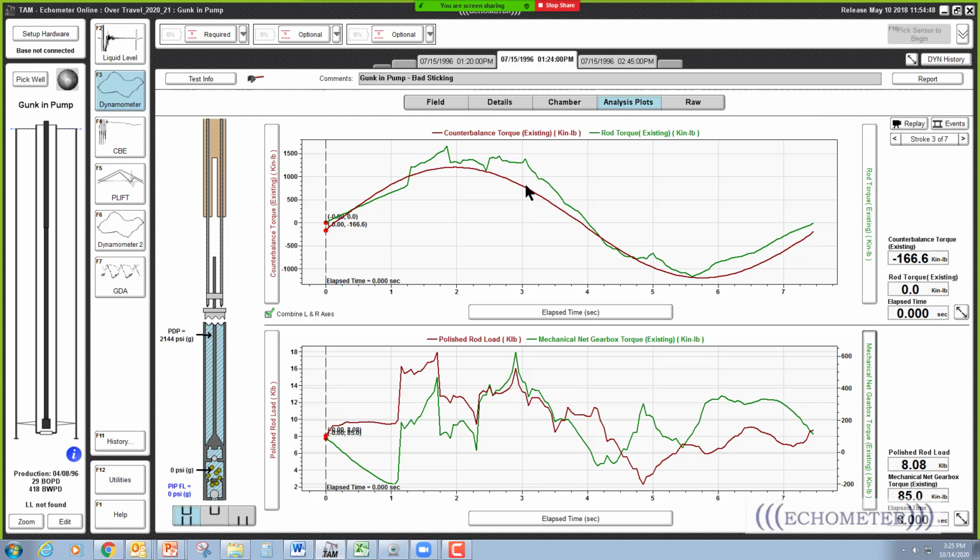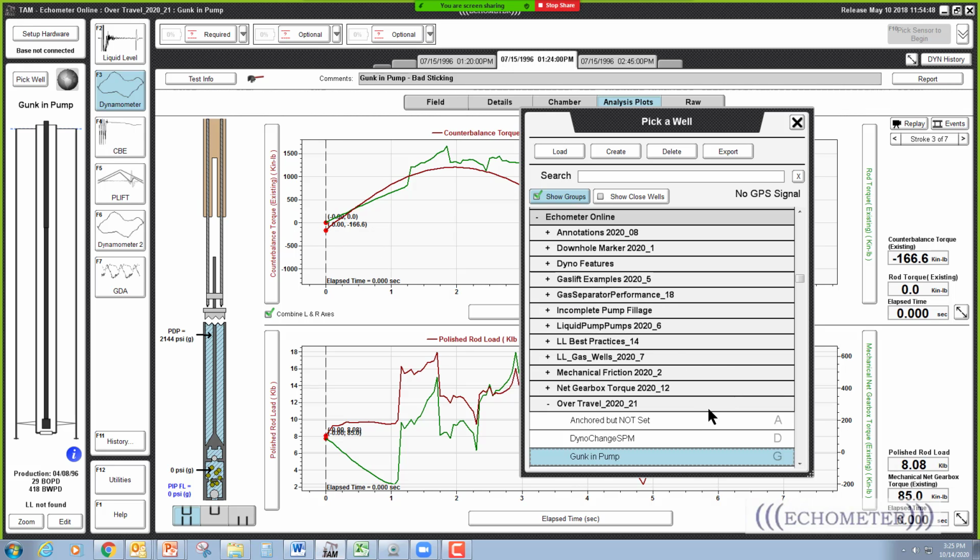All right, hope that cleared up that question. But you can use TAM to see this. It's kind of cool. You can go through and look at the data and see, here's the gearbox torque, rod torque, here's the counterbalance torque, here's the difference. Yeah, that's what's causing the huge torque. All right, let's go look at a different well.